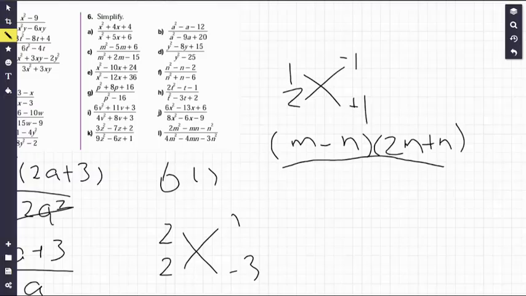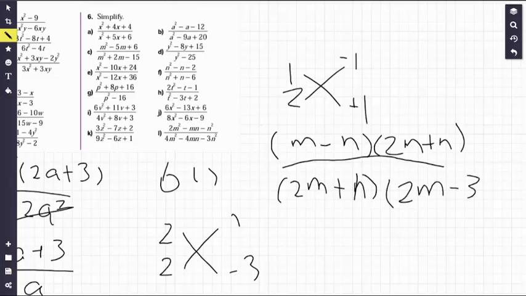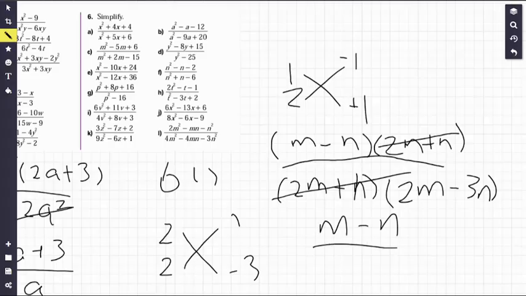Okay, so we'll have 2m minus n. And then, sorry, 2m plus n and 2m minus 3n. So this will cross out. And then the final answer will be m minus n over 2m minus 3n.